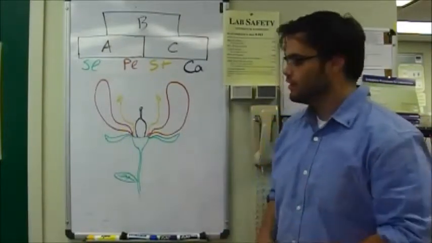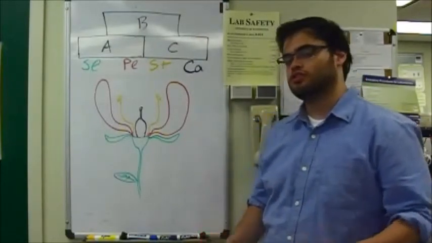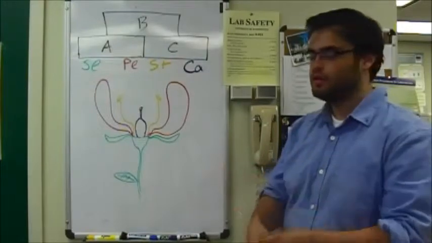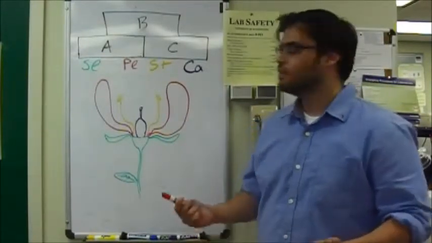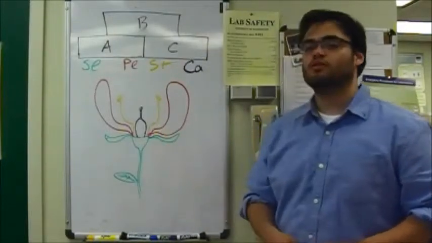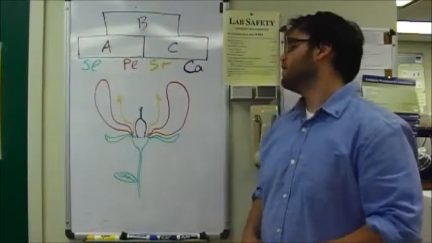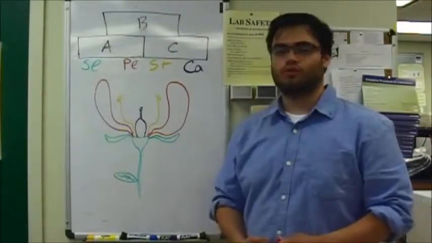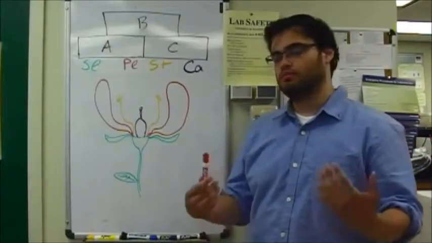of a flower. In the first row, we have the sepals, which are the leaf-like structures that encase the flower when it's in a bud. In the second row, we have the petals, which are used to attract pollinators. In the third row, we have the stamens, which are the male reproductive organs of a flower, and those produce the pollen. And in the fourth row, we have the carpels, which are the female reproductive organs of a flower, and they produce the seed.